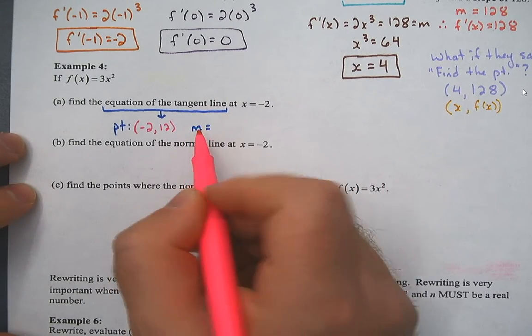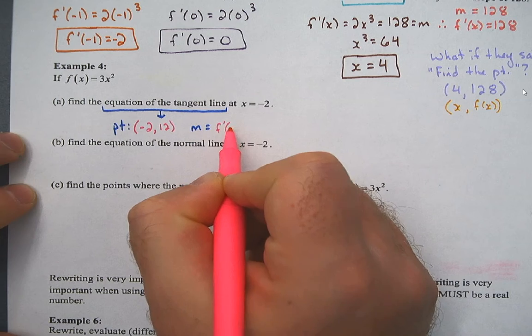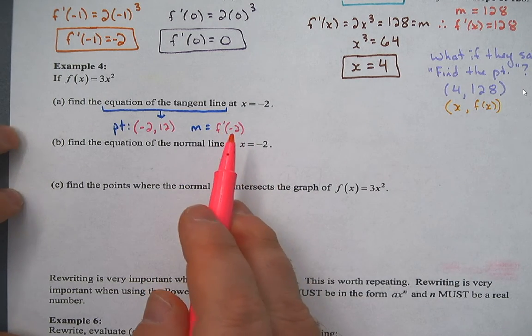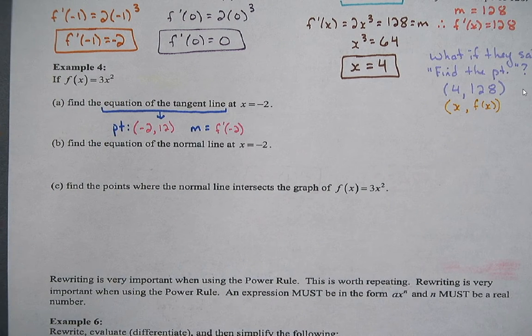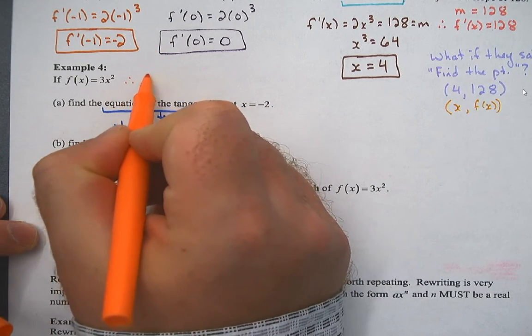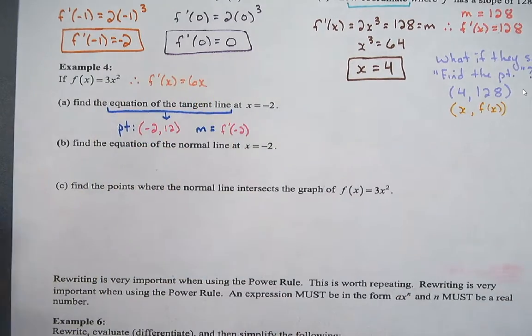What do we know about the slope? The slope of the tangent line is the same as the derivative at that location. So I'm going to take the derivative at -2. Well, let's go up here and see if we can figure out what the derivative is first. That's pretty easy to find. Therefore, f prime of x is equal to 6x. So now we would plug and chug.